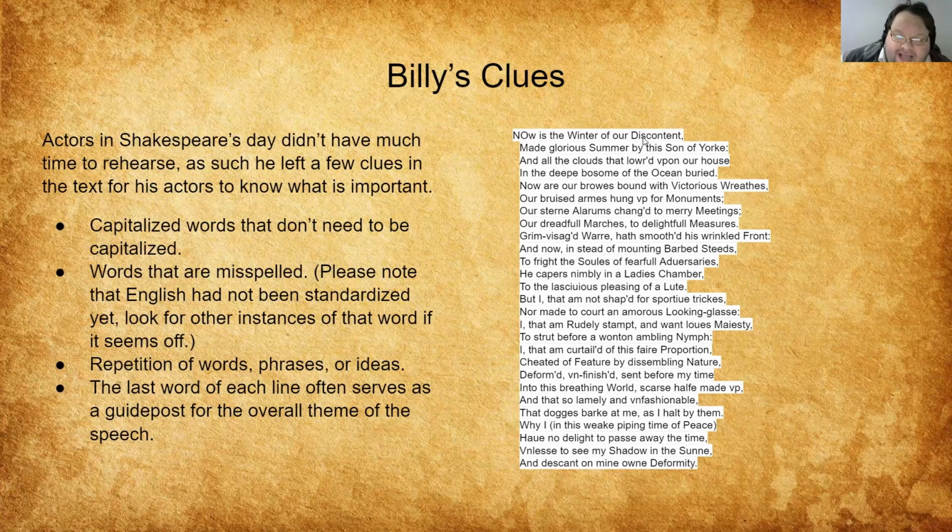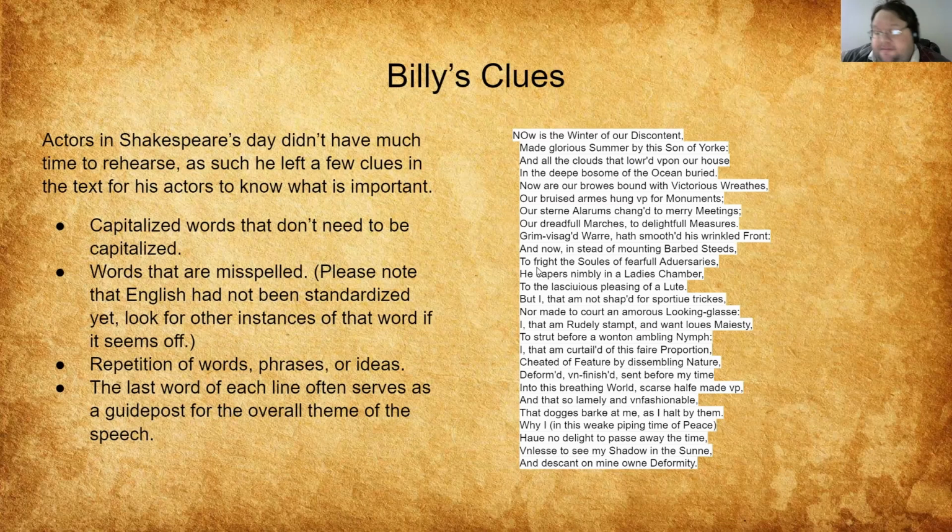And then we also look at the last word of each line: discontent, York, house, buried, reeds, monuments, meetings. It's kind of going over Richard's thesis for the speeches. This is how things were. I don't like it. I'm going to make things the way I want them to be. So again, take all of those ideas and use them to find the clues.